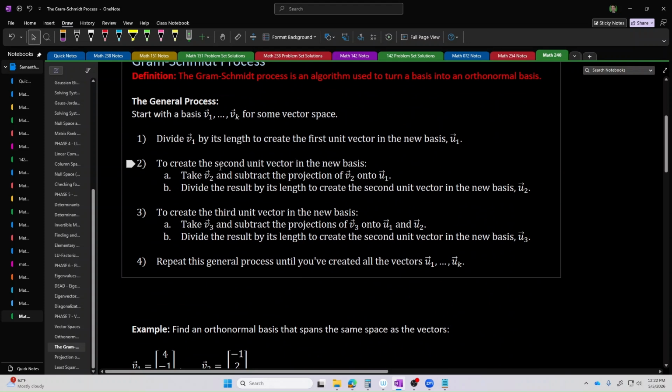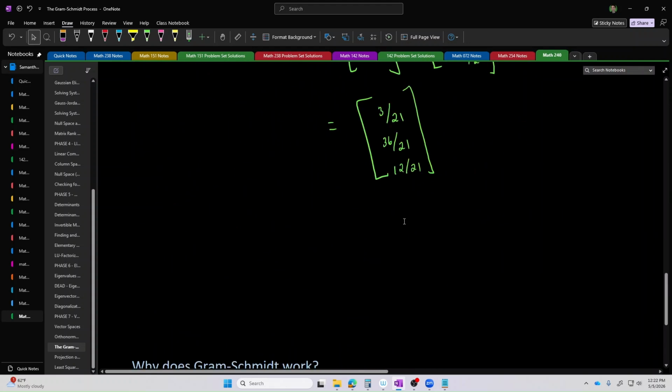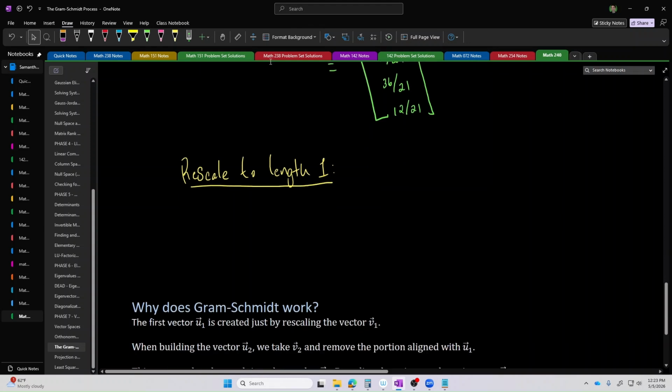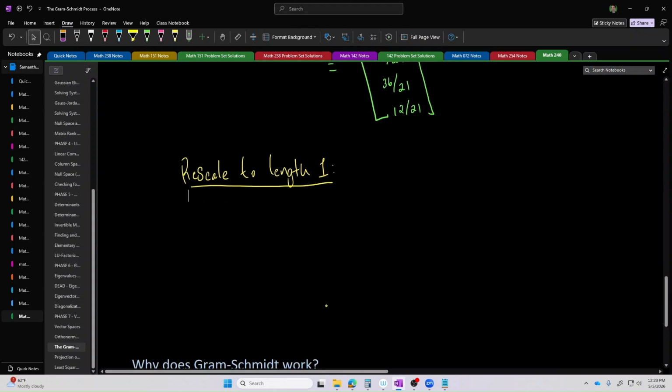Now that we have taken v2 and subtracted its projection onto u1, we need to take the result and rescale it so it becomes a unit vector. Take the result and rescale it so it has a length of 1 unit. I'm going to start by rescaling this vector just to simplify it to make calculating the length easier.